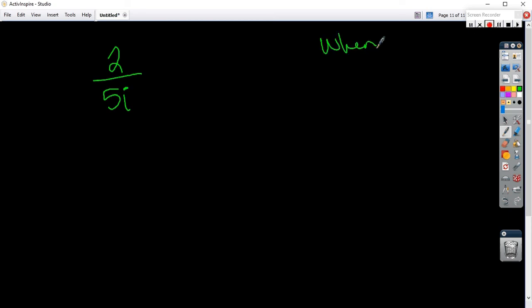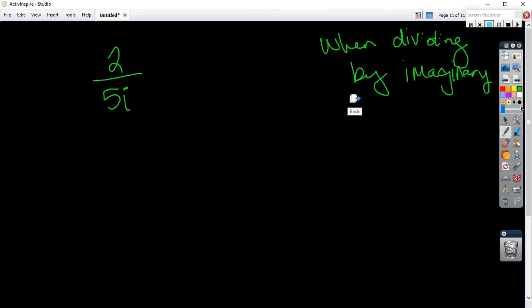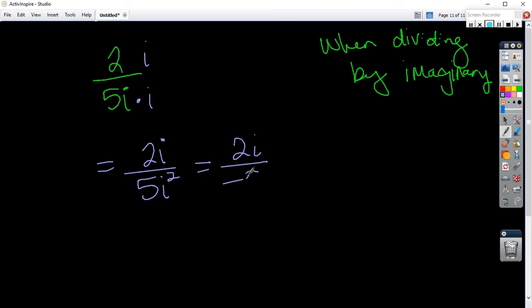So when you are dividing by an imaginary, how do I get rid of it? How do I change it so that it's not an i in the bottom anymore? Multiply by i, because remember the rule with radicals is whatever that radical is, multiply the top and bottom. Here, the radical is the square root of negative 1, which happens to be i, so I'm going to do that top and bottom. So I get 2i over 5i squared, which is 2i over negative 5. Easy peasy?